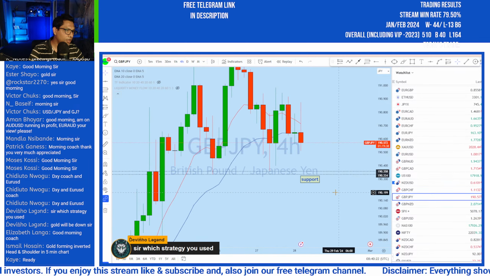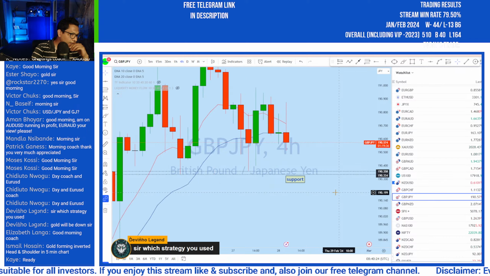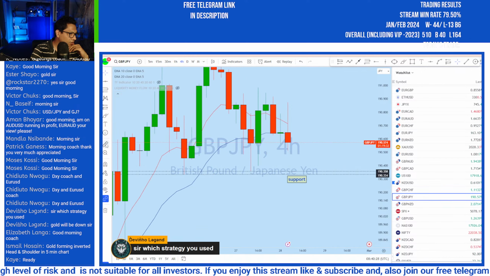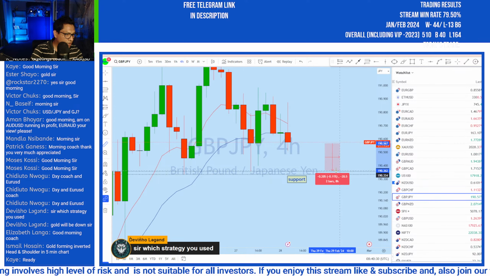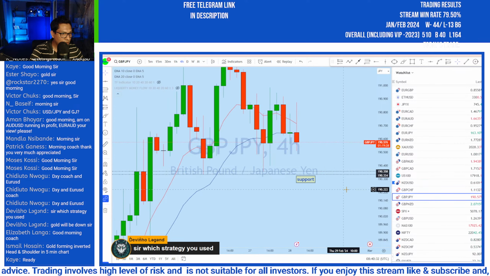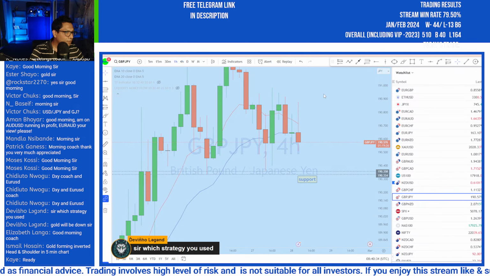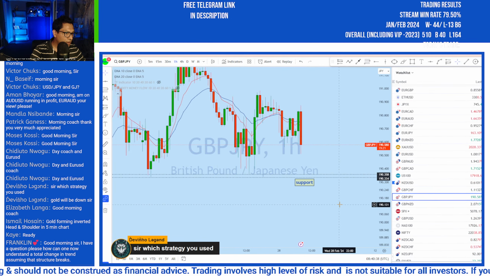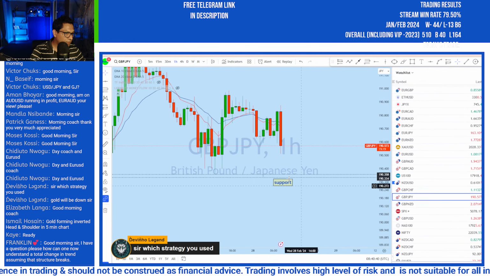We'll be looking at that support level, expecting it to break even during this live session. If we see the market manage to break that, we'll be looking to enter. We are only nearing there. Expecting it to drop and then give us that potential entry.